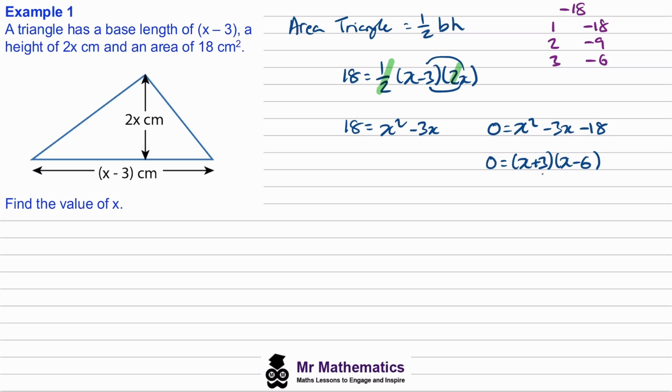Our solutions will come from each of these brackets equaling 0. When x plus 3 equals 0, x will equal negative 3, and when x minus 6 equals 0, x will equal positive 6. But we know the length cannot be negative, so we can disregard this solution. So the value of x is equal to 6 centimeters. Okay, let's try question 2.